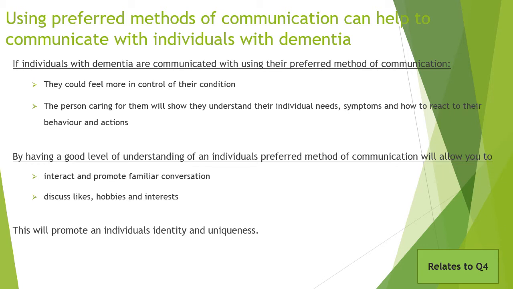If individuals with dementia are communicated with using their preferred method of communication, they will feel more in control of their condition. The person caring for them will show they understand their individual needs, the symptoms, and how to react to the behaviours and actions. Having a good level of understanding of an individual's preferred method of communication will allow you to interact and promote familiar conversation and discuss likes, hobbies and interests, and this will promote their identity and uniqueness as individuals.